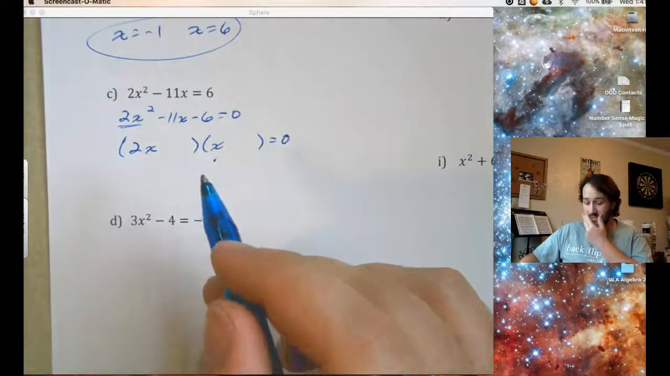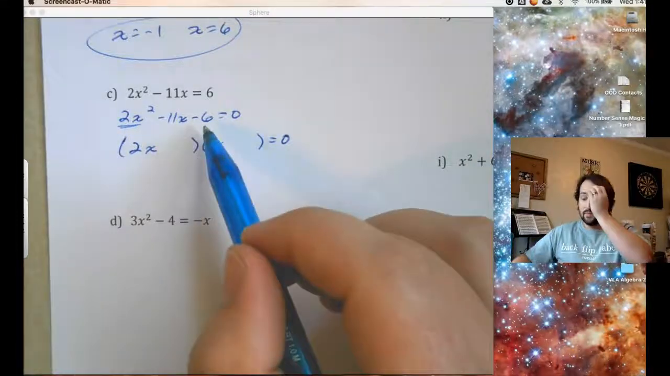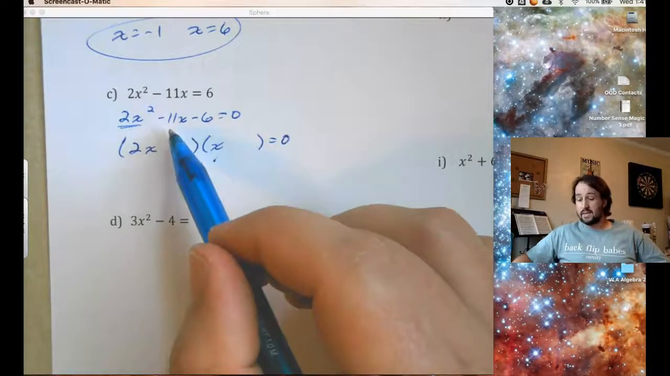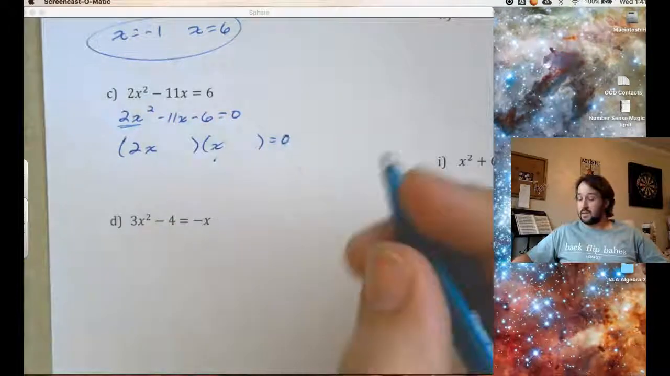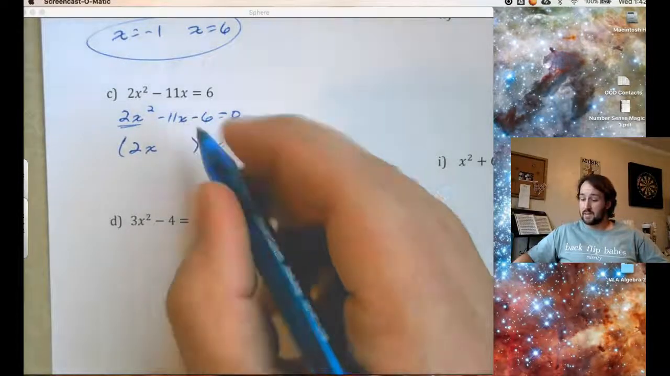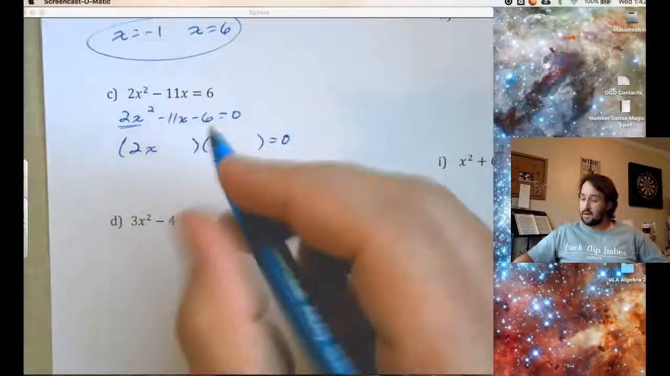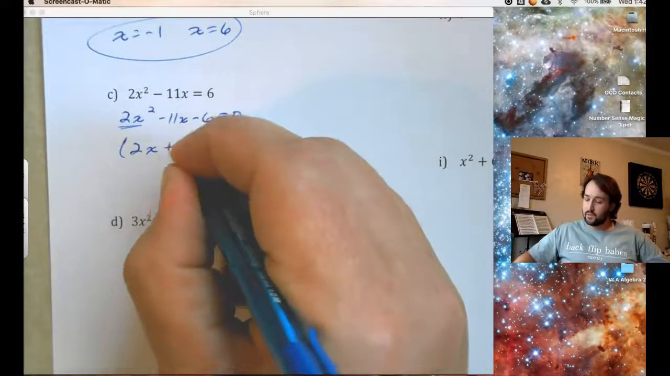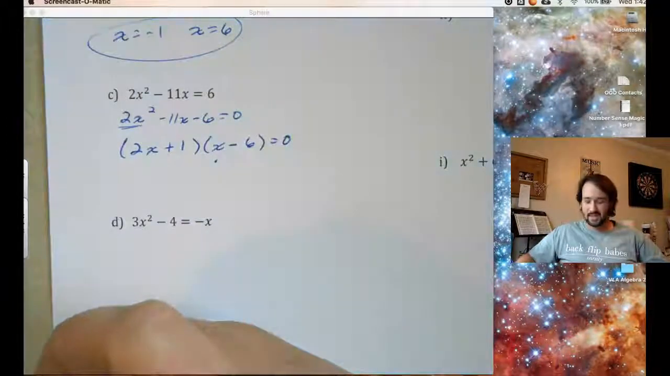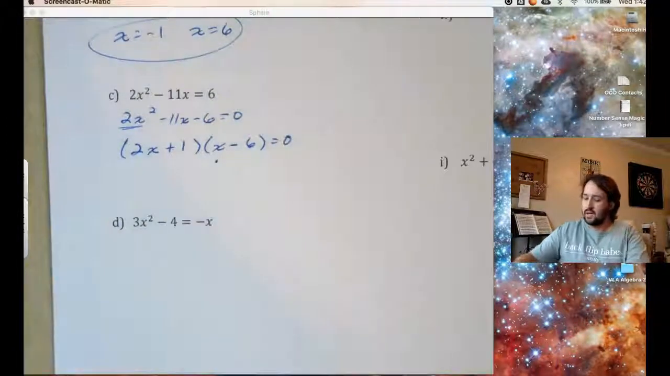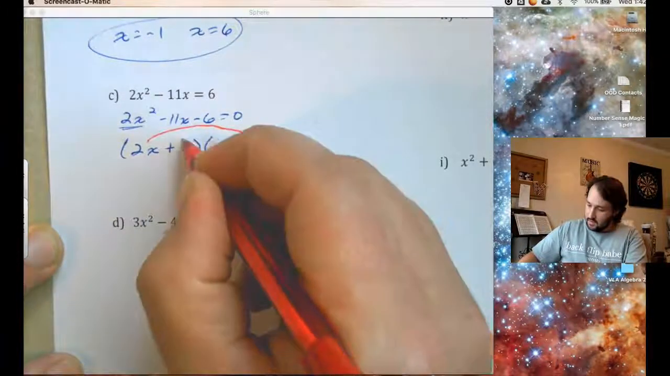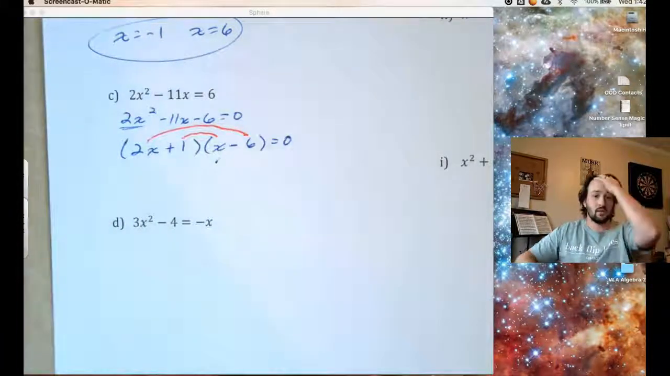All right, so now for the rest of this, I need to multiply to be 6, so it could be like 3 and 2 or 6 and 1, and I need to add to be 11. So since this is a minus and this number is so high, I'm going to guess that I have -6 and +1. So the reason I guess that is because if I were to distribute this back out, I am concerned about those terms right there.